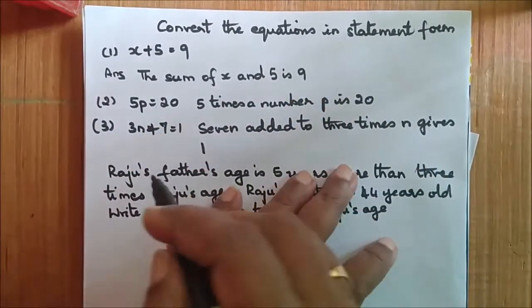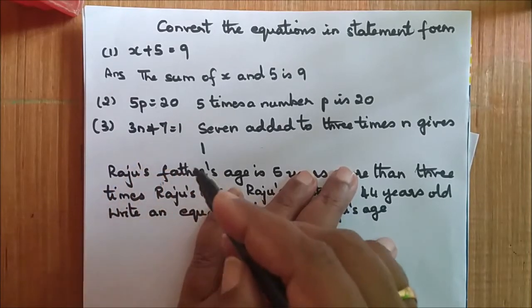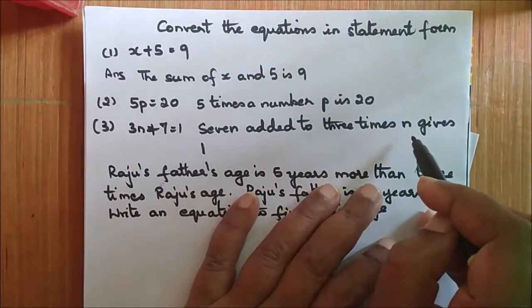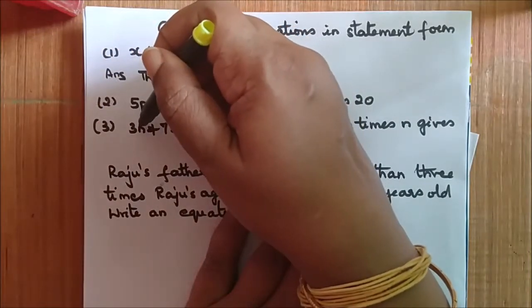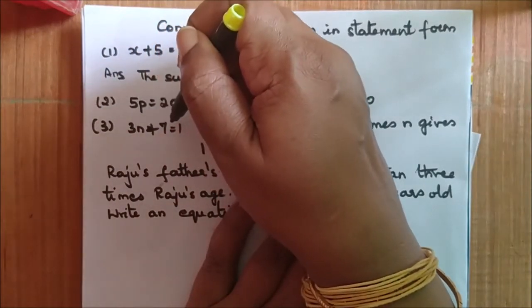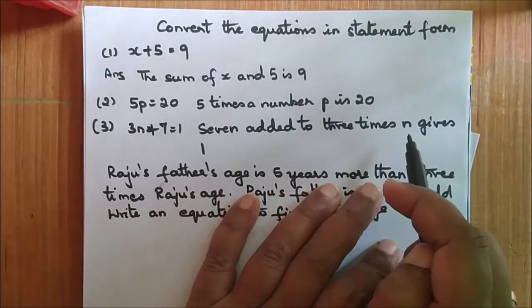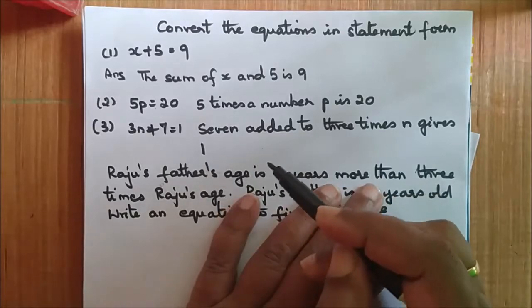The next one is 3n + 7 = 1. What does it say? 7 added to 3 times n gives 1. So first, 3 times n added to 7 gives 1. Like that also you can write. 3 times a number n added to 7 gives 1.